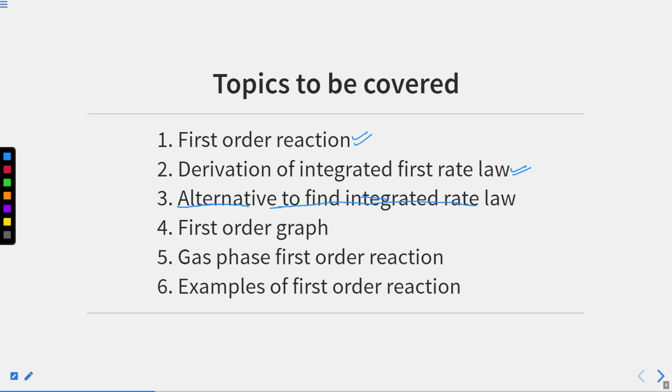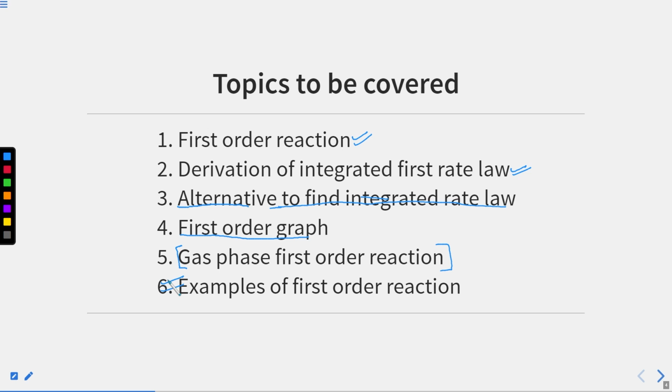After this we will see what the graph looks like. We will have two graphs primarily, and we will see a special type of reaction which follows first order, that is the gas phase one. At last we will see some examples. So these are today's topics that we will cover.